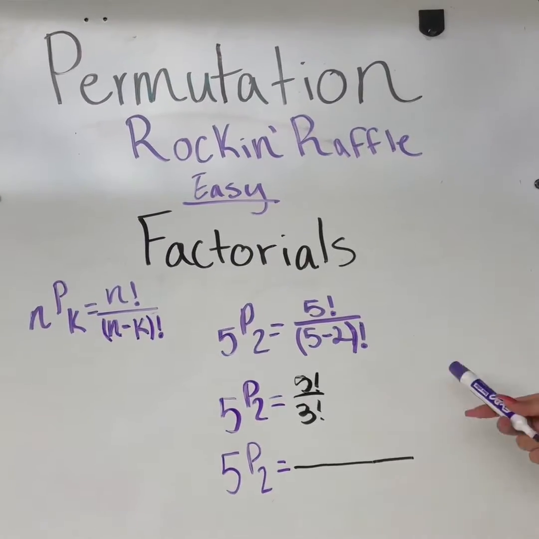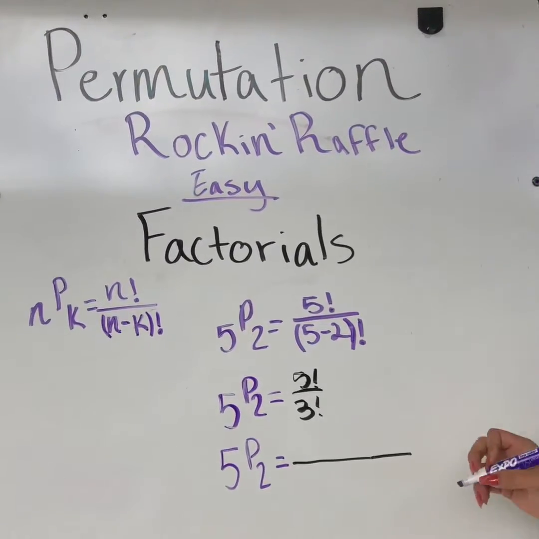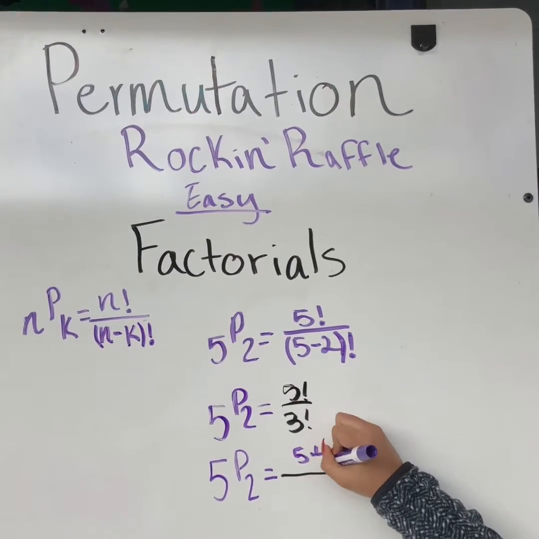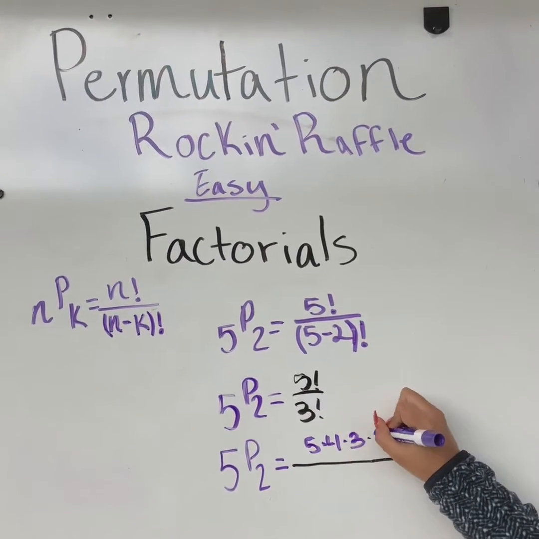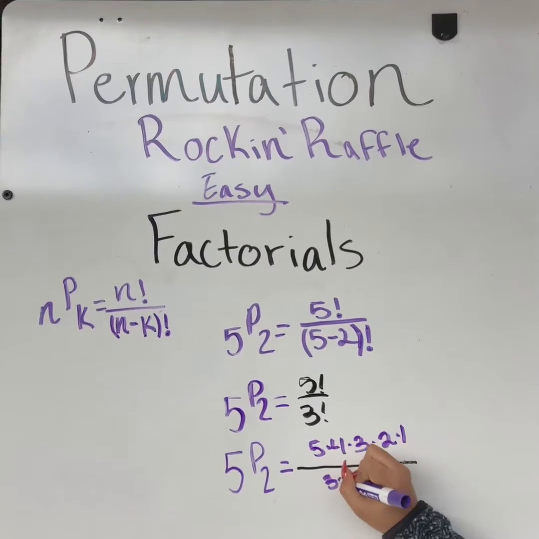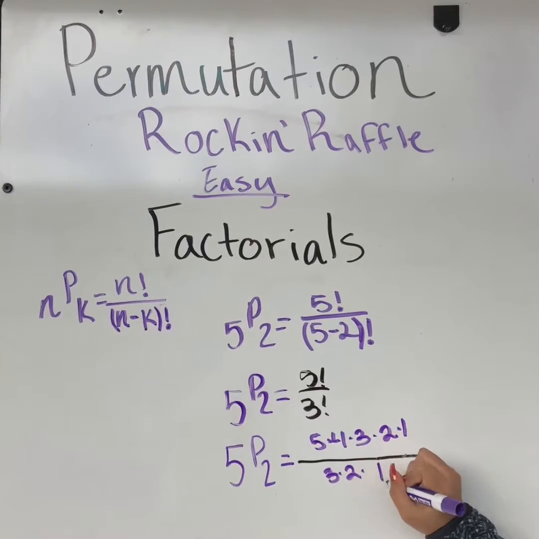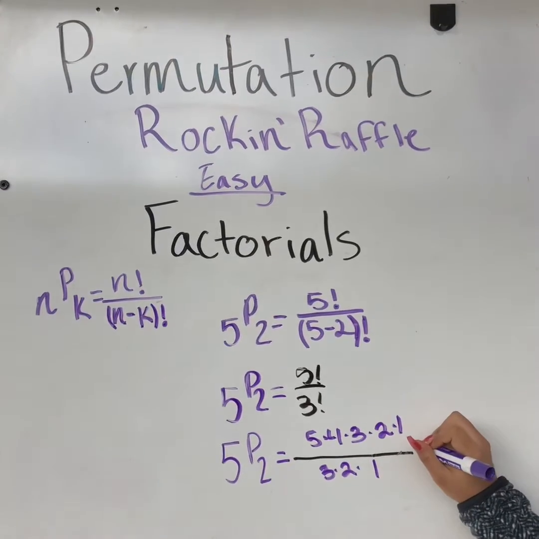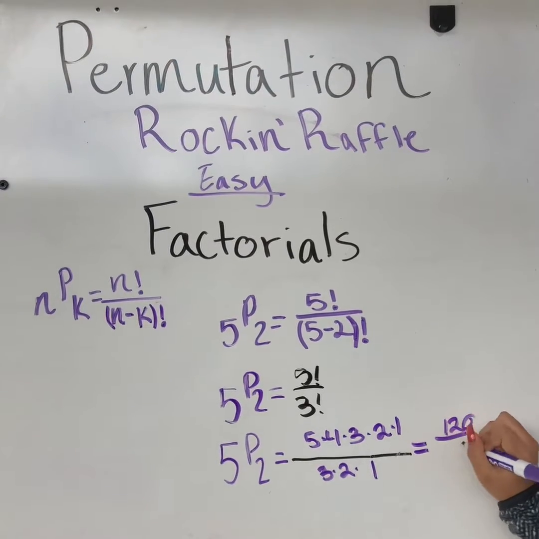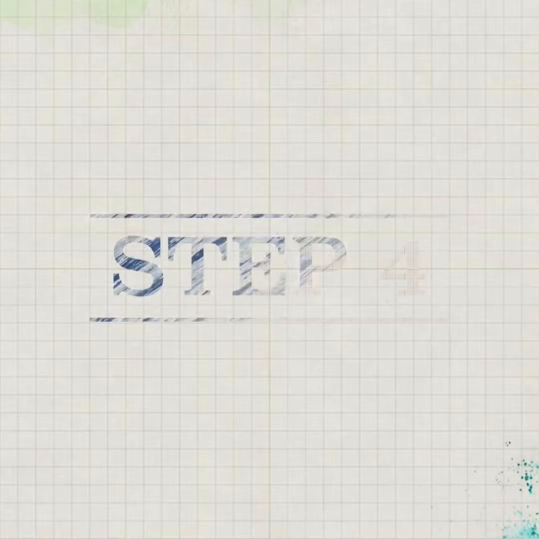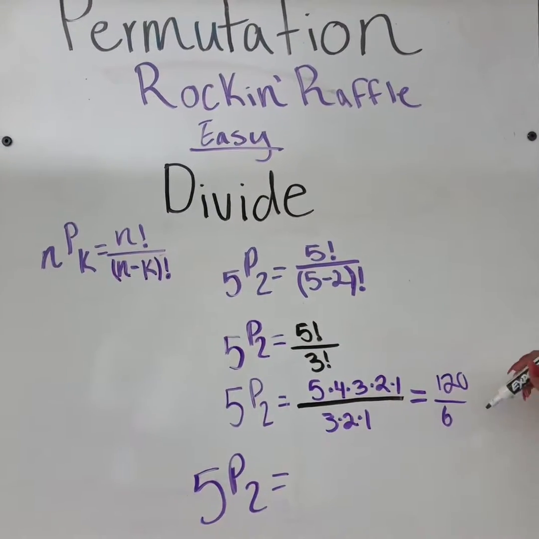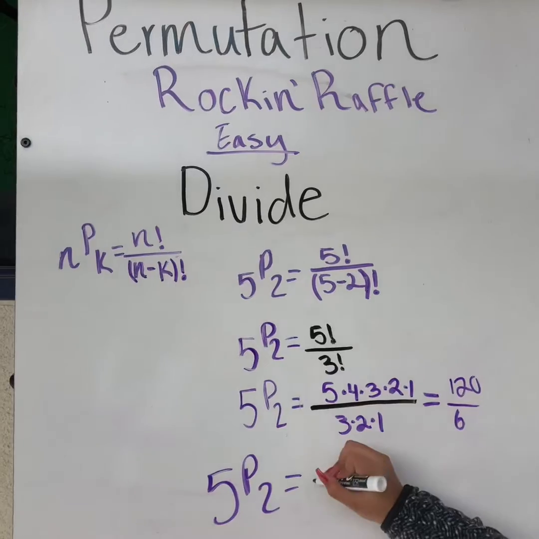And then you write out the factorials: 5 times 4 times 3 times 2 times 1, and 3 times 2 times 1. Then you multiply, which would be 120 over 6. And then you divide: 120 divided by 6 gives you 20.